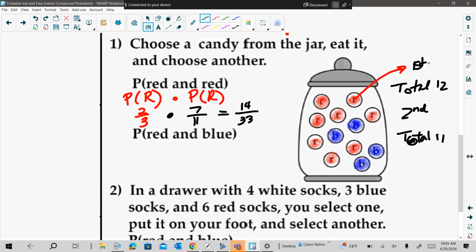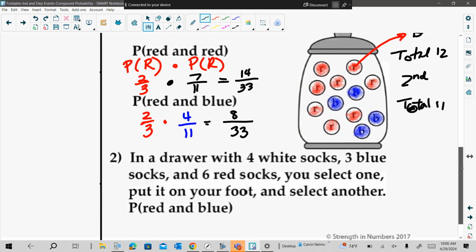All right, so now we're doing red and blue. Red is going to be 2/3. But what's our probability of blue, the second one? How many blues do we have? 4 out of 11. Yeah, it's 4 out of 11, because once we take one out, our total goes down by 1. All right, now we're just multiplying straight across. So what's our probability of red and blue? Yeah, 8/33.